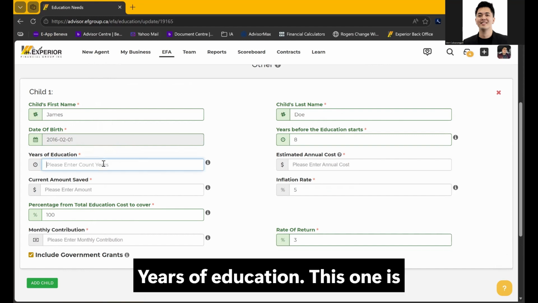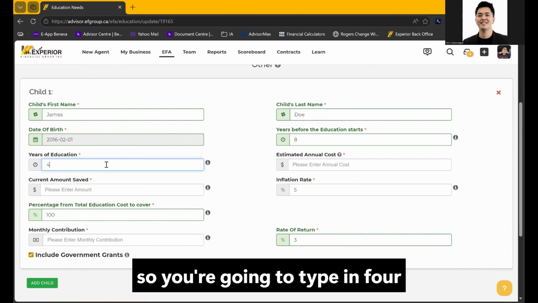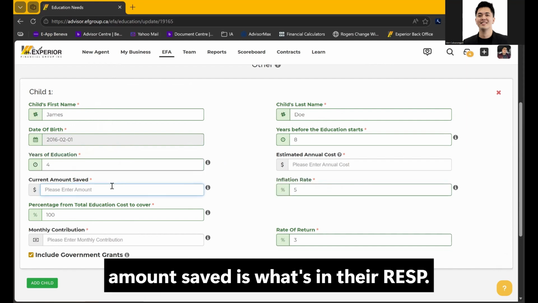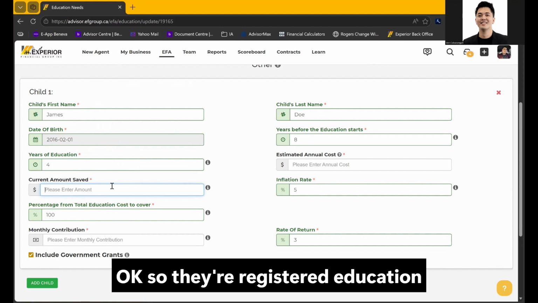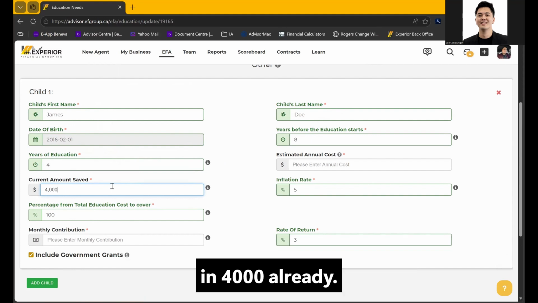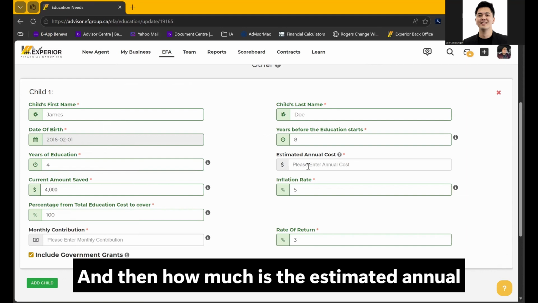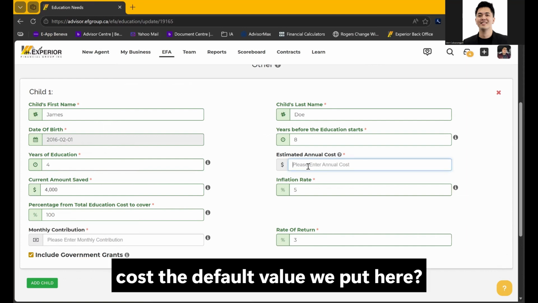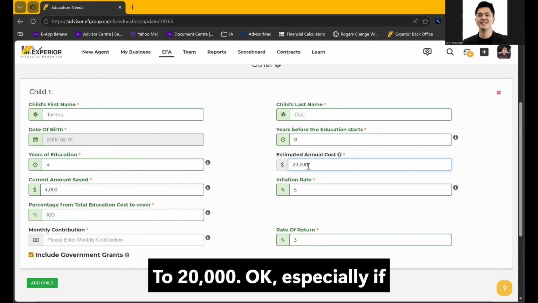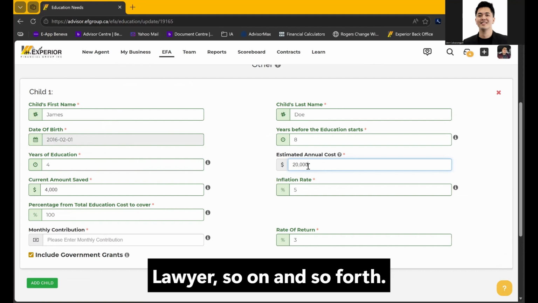Years of education. This one is pertaining to the college education. Okay. So you're going to type in 4 years because usually that's the standard. Current amount saved is what's in their RESP. Okay. So their registered education savings plan. So let's say they put in 4,000 already. And then how much is the estimated annual cost? The default value we put here is around 15,000 to 20,000. Okay. Especially if they want to be a doctor, lawyer, so on and so forth.